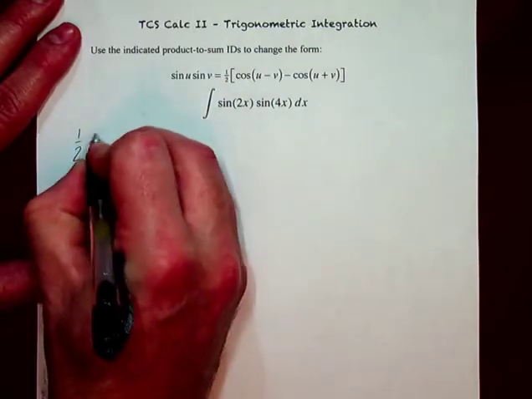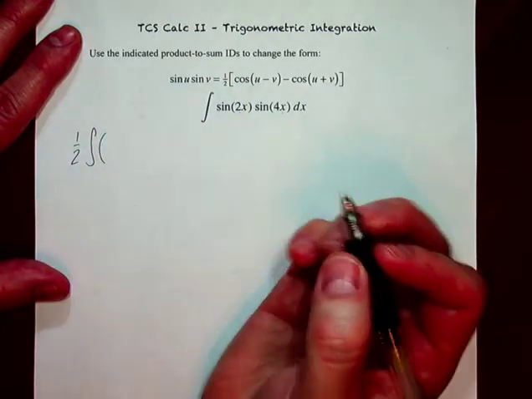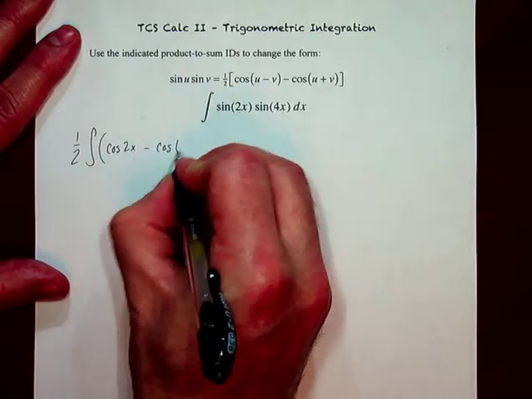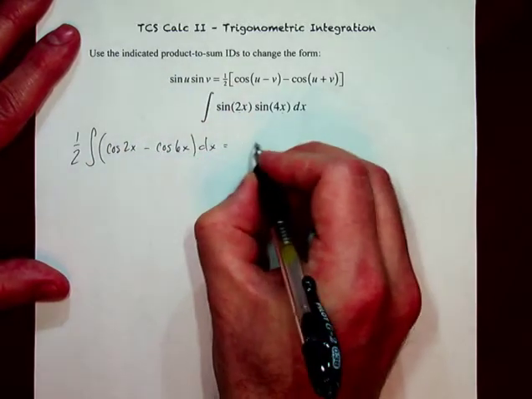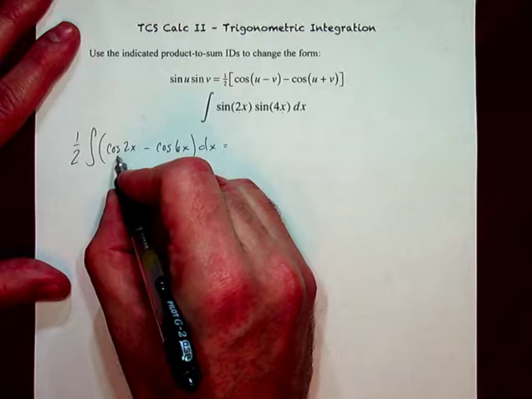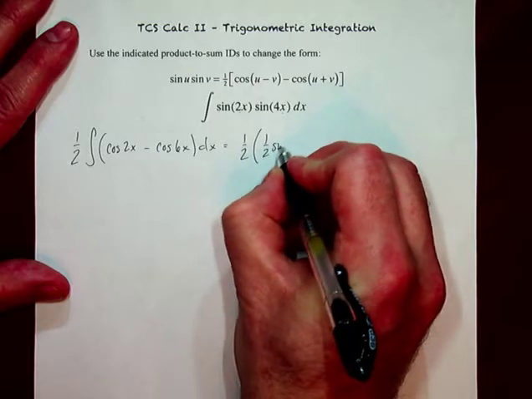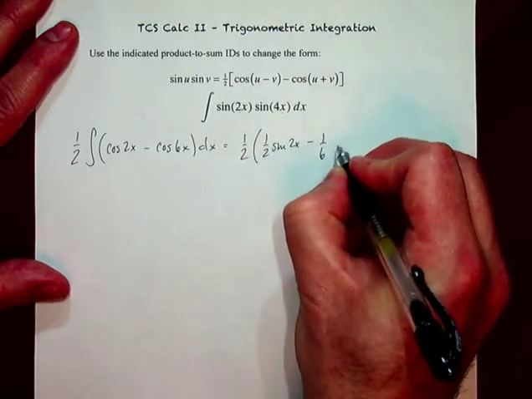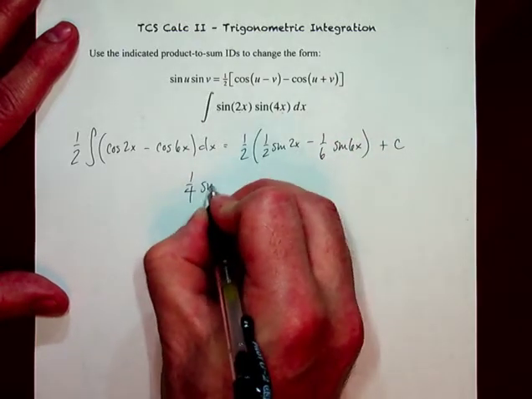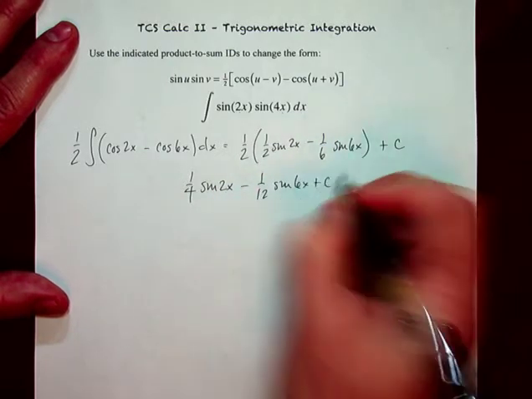So let's do the 1/2. And we have u minus v, so 2x minus 4x. But cosine, again, is even, so it winds up being cosine 2x anyway. And this is cosine 6x dx. And when I integrate, this one becomes 1/2 sine 2x. This one becomes 1/6 sine 6x. So we have 1/2 sine 2x minus 1/6 sine 6x plus c, or 1/4 sine 2x minus 1/12 sine 6x plus c.